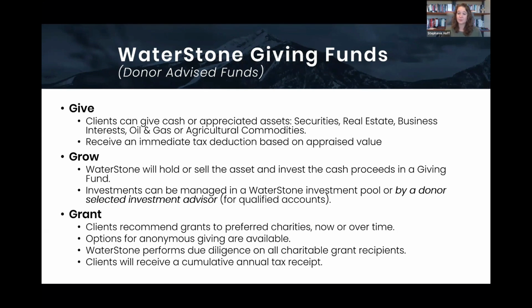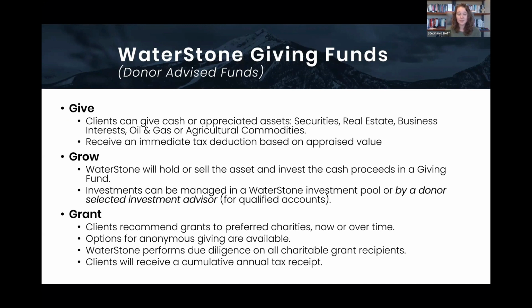I like to think about it as three different thought processes. So there's three different aspects to a donor advised fund. The first is where I live. This is give. This is clients being able to give all kinds of different assets to charity. This is receiving real estate, business interest, oil and gas with all of those tax benefits that we just mentioned.